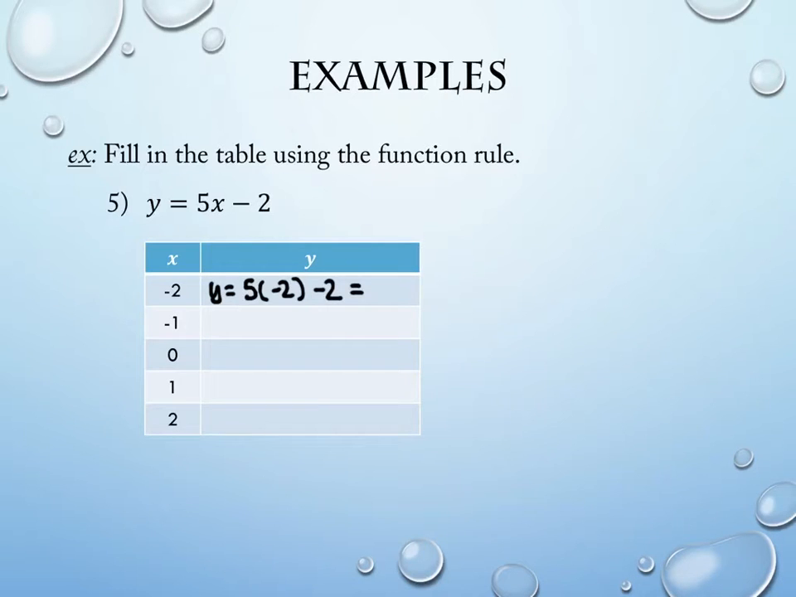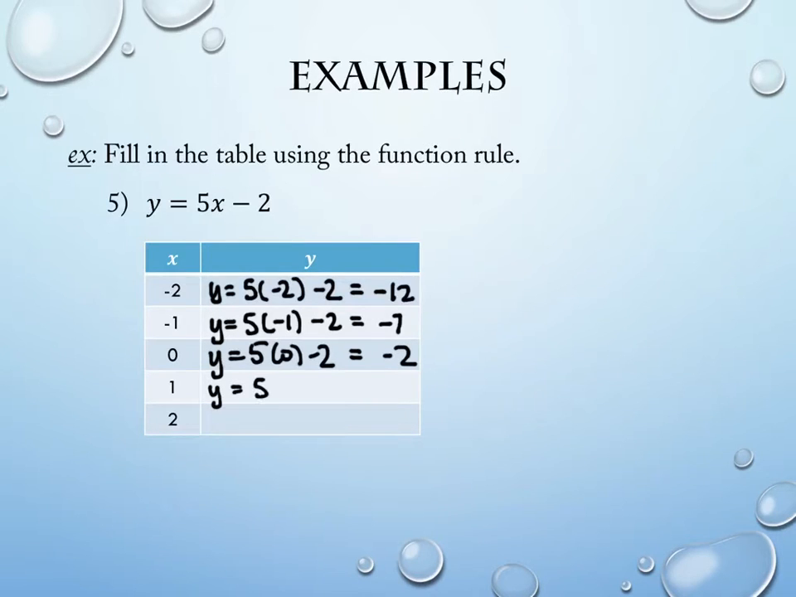So 5 times negative 2 would be negative 10, minus 2 would be negative 12. And we'll keep going. So now we have 5 times negative 1 minus 2. Well, 5 times negative 1 is negative 5, minus 2 would be negative 7. The next one, 5 times 0 minus 2. So we just get the negative 2 from the end. The next one would be 5 times 1 minus 2. So 5 times 1 is 5 minus the 2. We finally have our first positive value, 3.